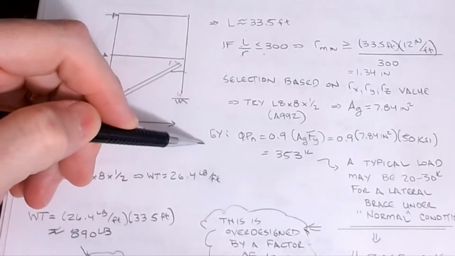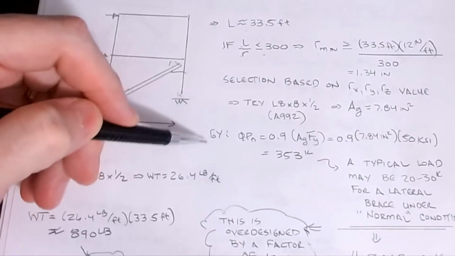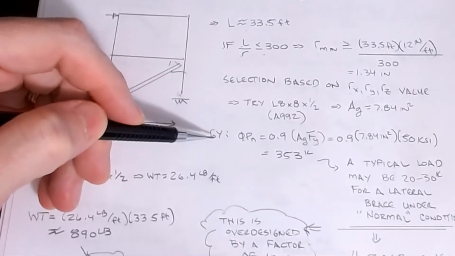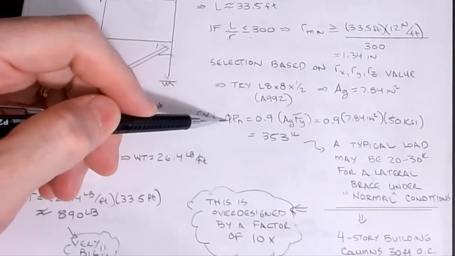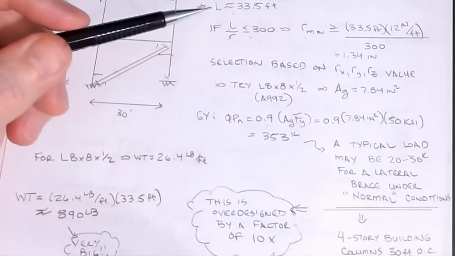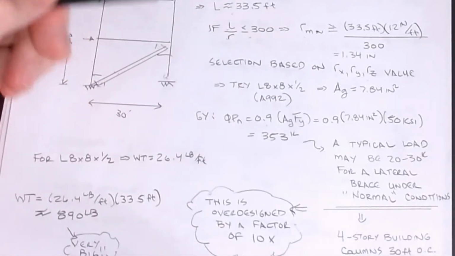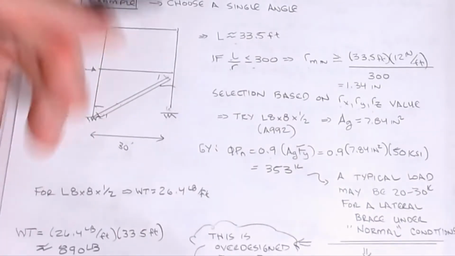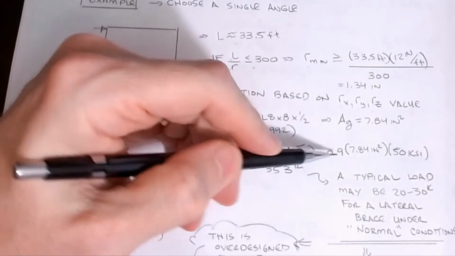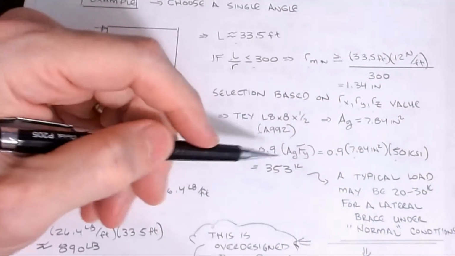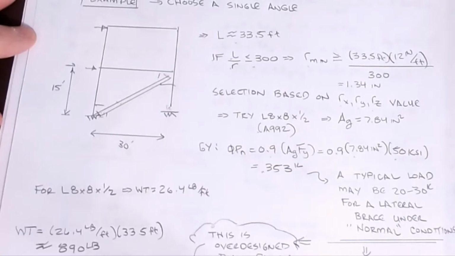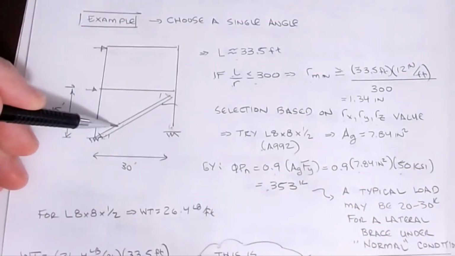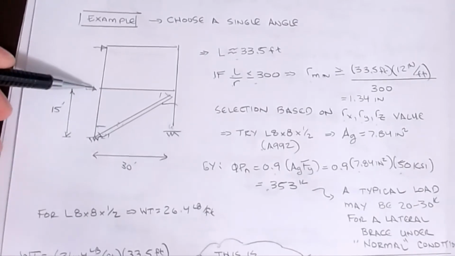If I calculate just the gross yielding, because this is the theoretical maximum load this member can take without worrying about connection details, then φPn is 0.9 Ag Fy. If I plug in all my numbers, assuming A992 just for the sake of argument, 0.9, 7.84, 50 ksi, this guy can hold 353 kips. That's a pretty massive tension load in a building, especially for a diagonal brace that's subjected to wind.